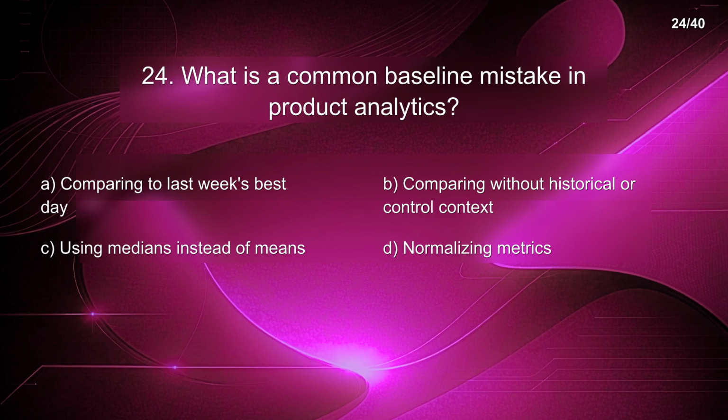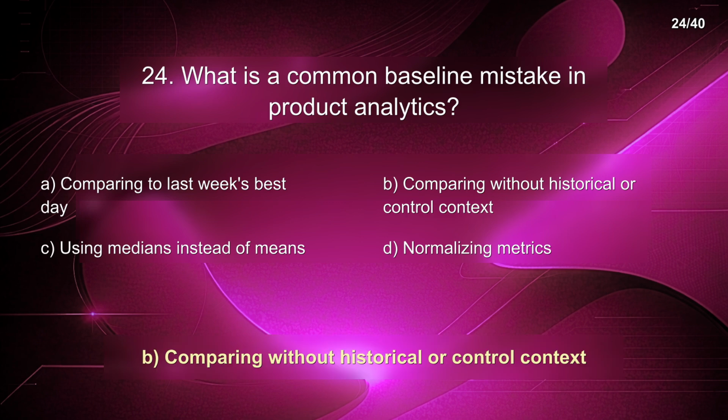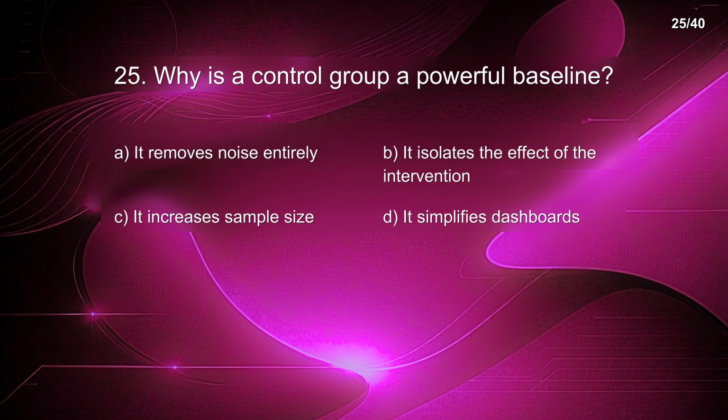Correct answer is B. Comparing without historical or control context. 25th question. Why is a control group a powerful baseline? A. It removes noise entirely. B. It isolates the effect of the intervention. C. It increases sample size. D. It simplifies dashboards.